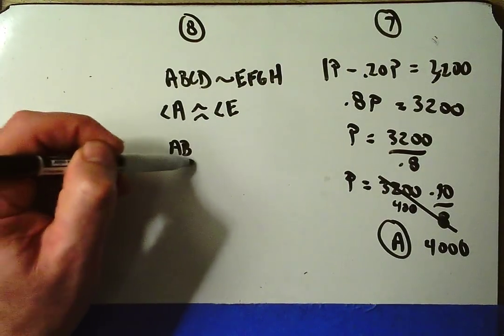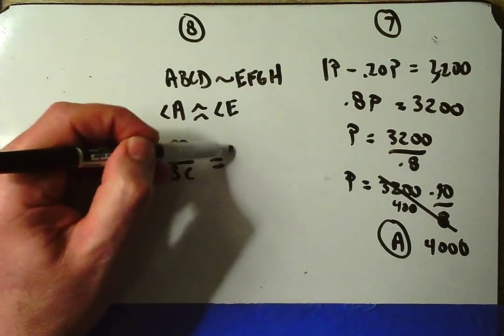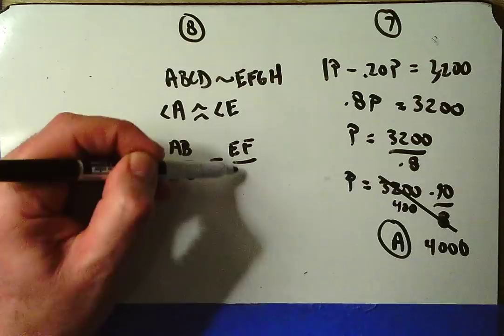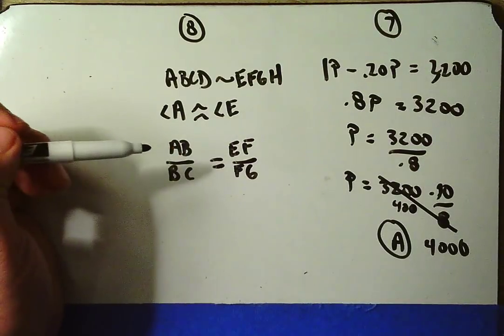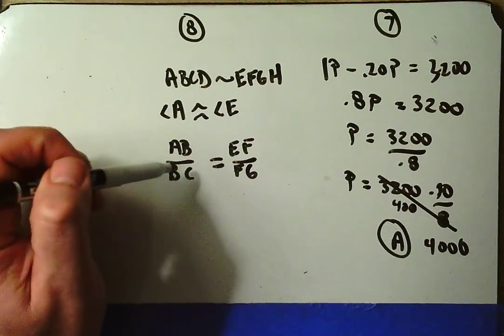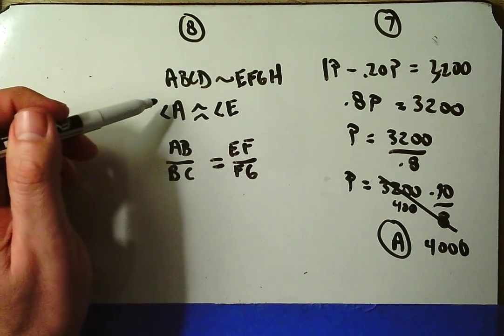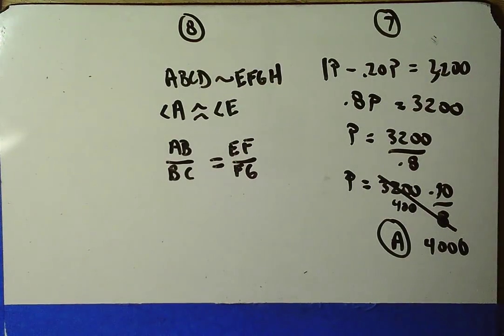So AB is to BC as EF is to FG. We don't know how long they are. We don't know that they're congruent to each other. We know that the sides are proportional and the angles are equal. Okay, so what do we say here?